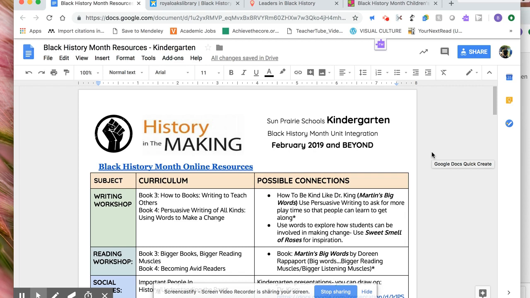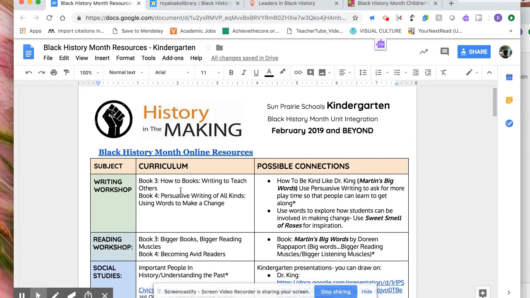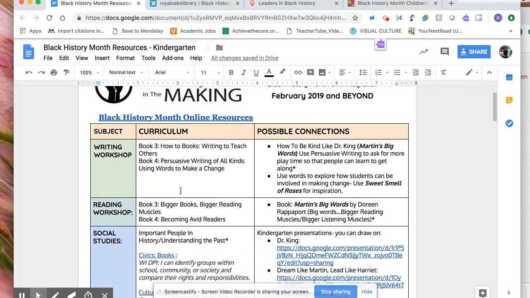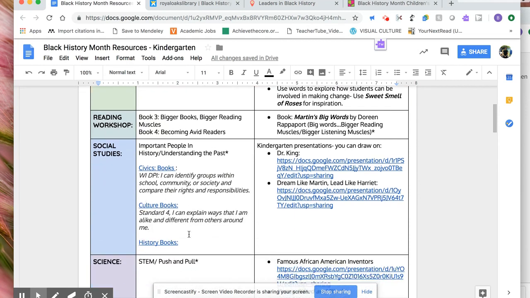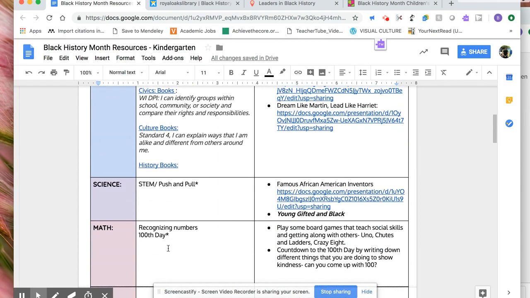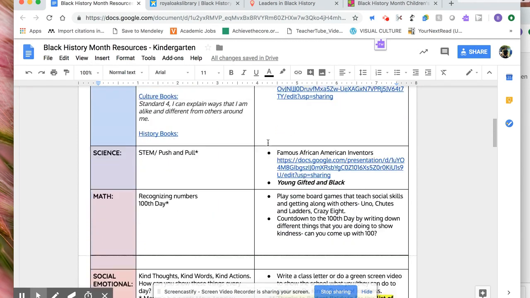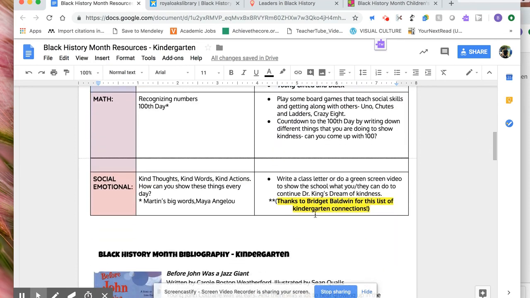This afternoon, you and your colleagues are encouraged to look over your Black History Month resources. Here's an example of the kindergarten resources we've provided. In each area of your curriculum, we've written out what we anticipate you'll be doing over these months, included any books that were already identified that have Black history topics, and then colleagues have begun putting in resources and materials that they feel will be great connections.